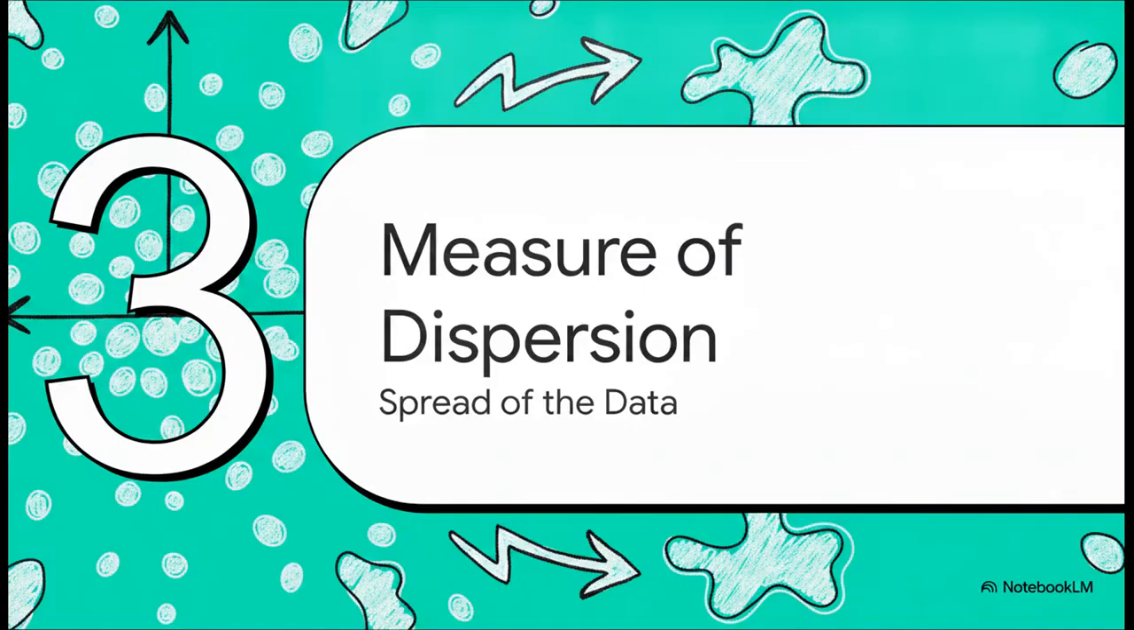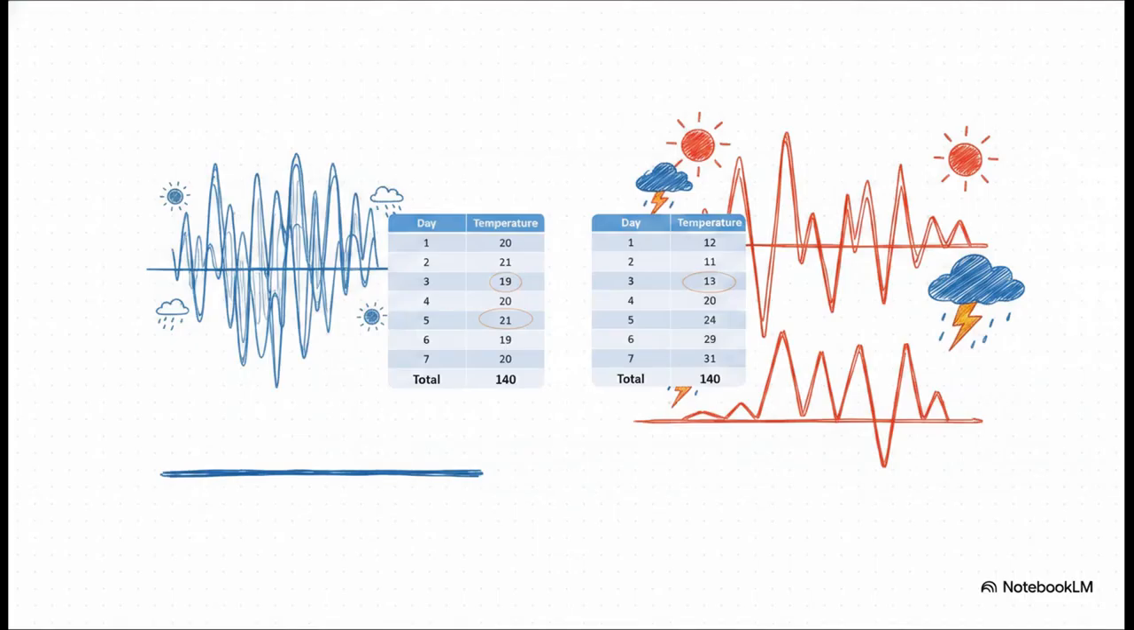So we know where the middle of our data is. But what if the rest of the data is scattered wildly all over the place? Well, that brings us to Section 3, Measure of Dispersion, which is all about the spread of our data. Let's take a look at these two temperature tables over a 7-day period. For both tables, the mean temperature is exactly 20 degrees, but honestly, their story is completely different.